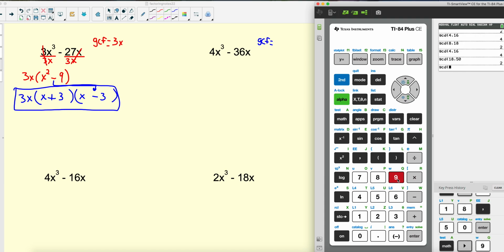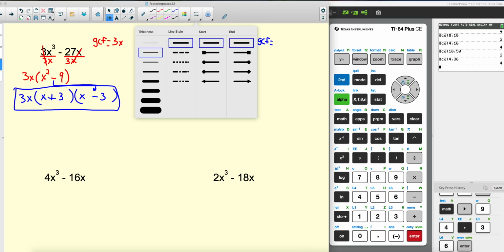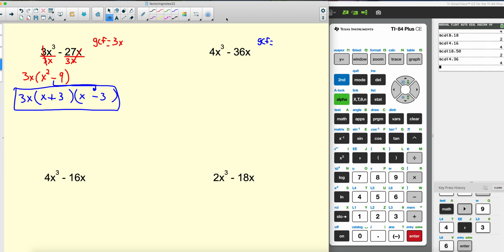And your calculator says GCD. You put 4, comma, 36, and you hit enter. And who's the GCF? GCF is 4. So there you go. Guys, your calculator will always give it to you. All right? So use the calculator. That's why we want it. So the GCF is 4.